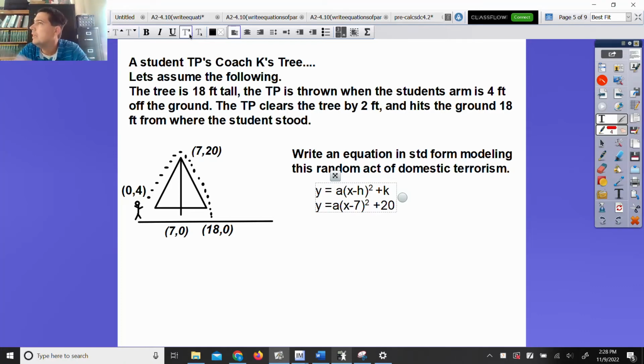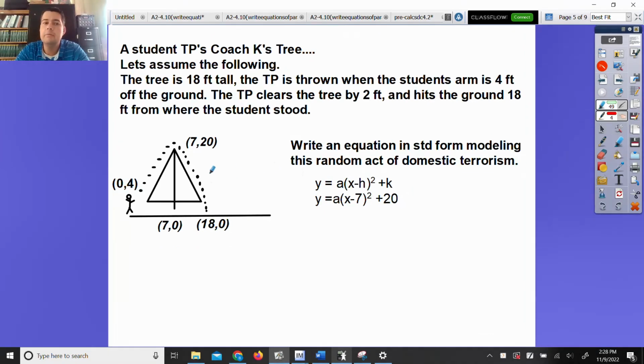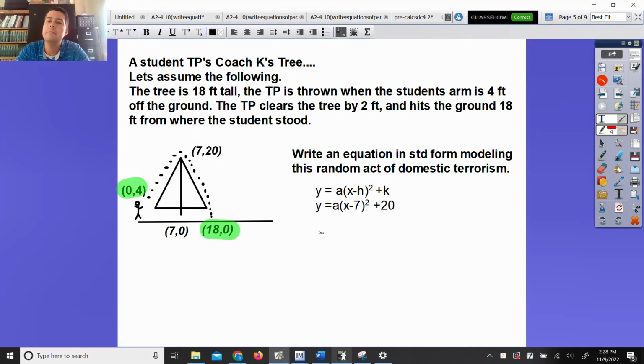Now, last couple of examples, we've had to figure out A by doing what? Plugging in a point. Well, we have two. For those of you that think you have 3 points, is 7, 0 on the parabola? You have this guy or you have that guy. 0, 4 is fine. Everywhere you see a Y, you put a 4, and everywhere you see an X, you put a 0.